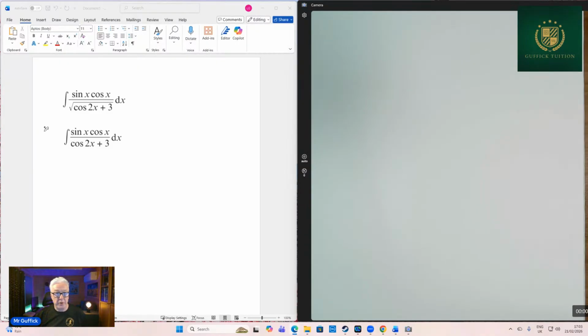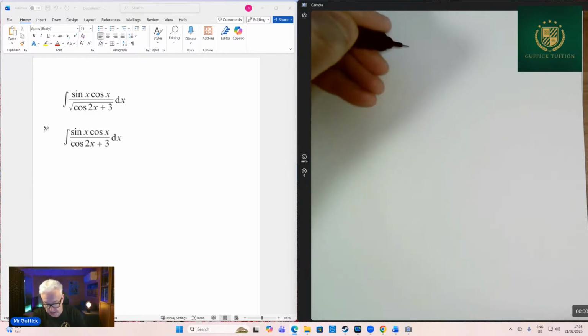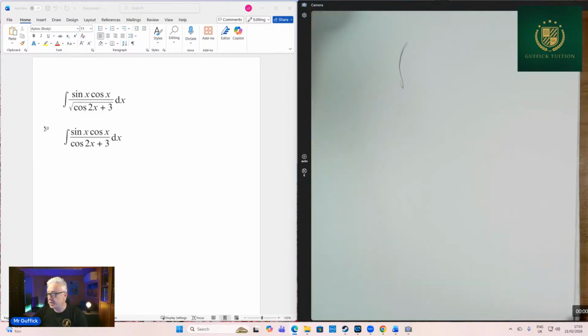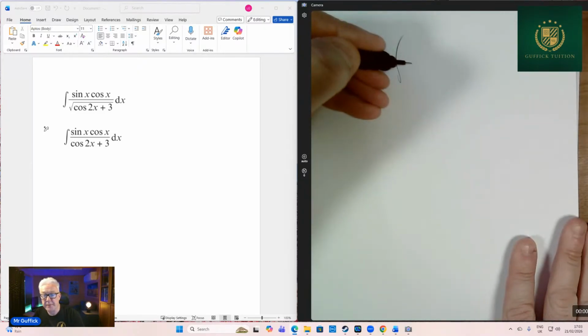So I thought that on this particular live stream, I would go through some integration questions, because I know that they're always a really popular one. And I'm going to go through quite a few different kinds of ones. So let's have a look at what we're going to do. I'm going to go through, first of all, how to integrate cos squared. So we'll start off with that, integrating cos squared.